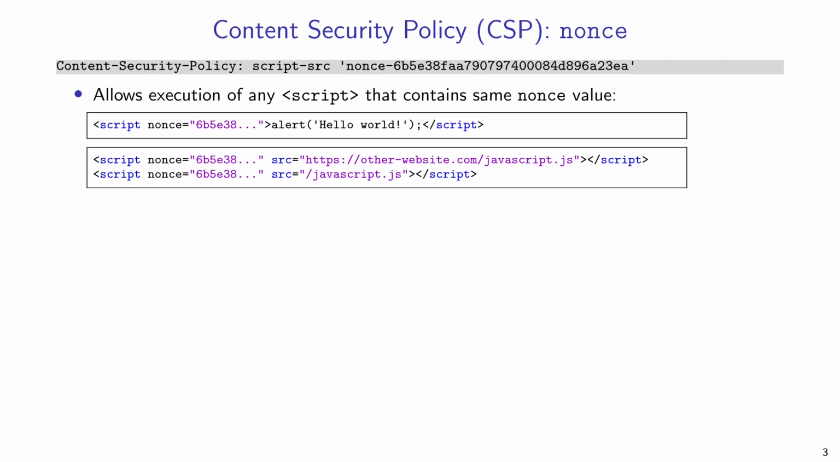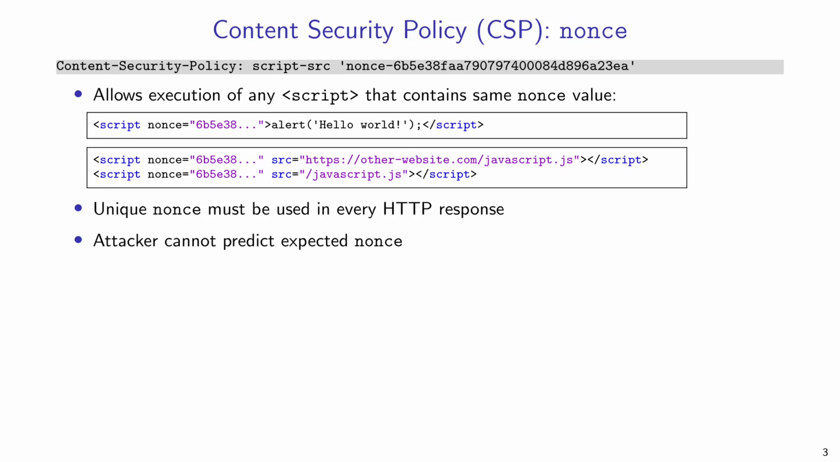These scripts will be executed because here they contain a nonce attribute that contains the same value as here in the CSP header. The requirement here is that a unique nonce value must be used in every HTTP response. If so, then this blocks the execution of injected scripts because an attacker cannot predict the expected nonce value that should appear in the response. Therefore, the attacker does not know what nonce to specify in the attack payload.